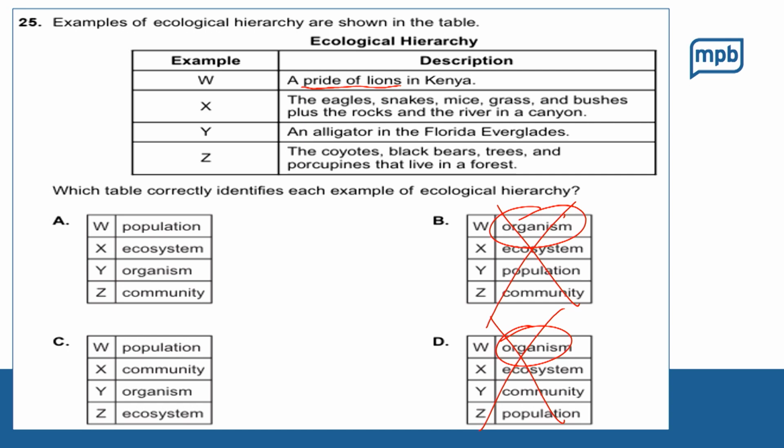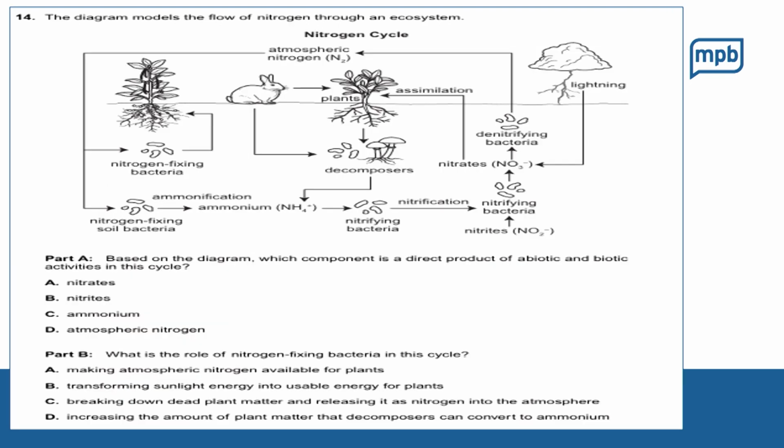Okay, let's go to X, then the next one. So this is the eagle, snakes, mice, grass, and bushes, plus the rocks and rivers in the canyon. So because it's a bunch of living things, so these are all biotic, and then rocks and rivers, those are abiotic, that's going to be the ecosystem. Ecosystem is made up of both biotic and abiotic, so that means C cannot be the answer choice, and that makes A the correct answer choice there. Okay, so let's see if we have any more there. Yeah, I think this is the last one. Thanks for hanging in there with me.